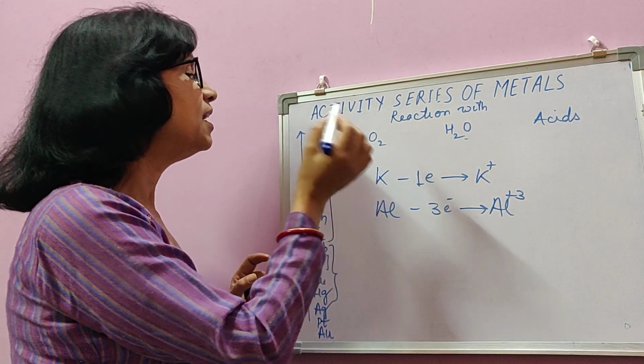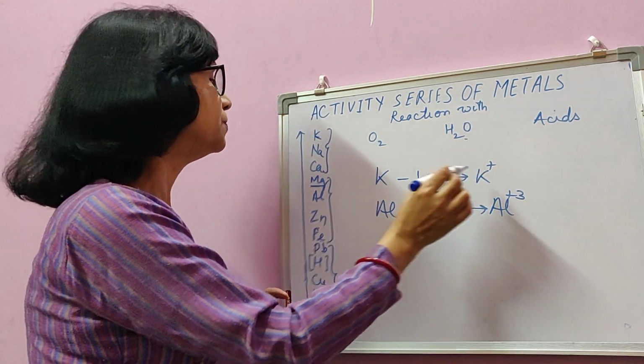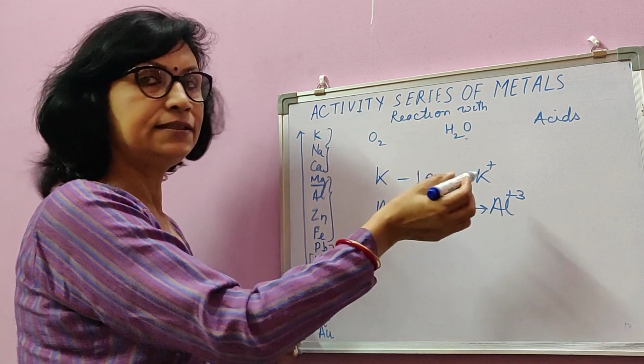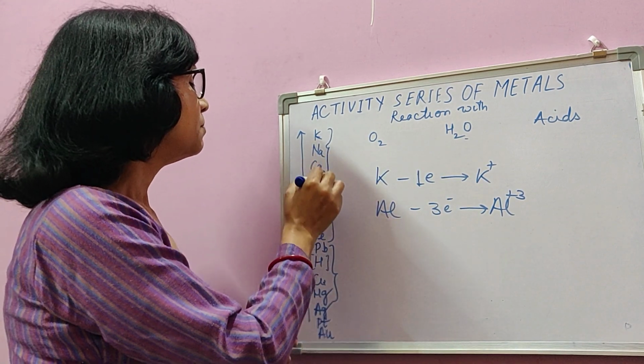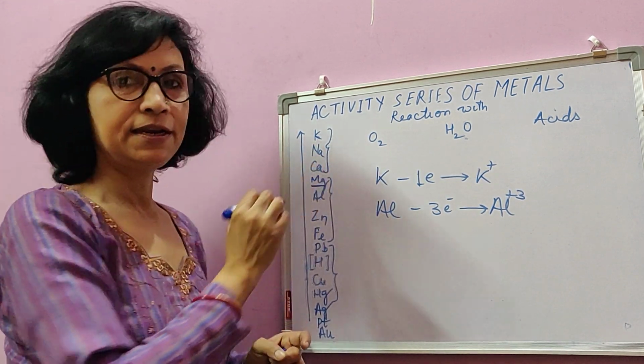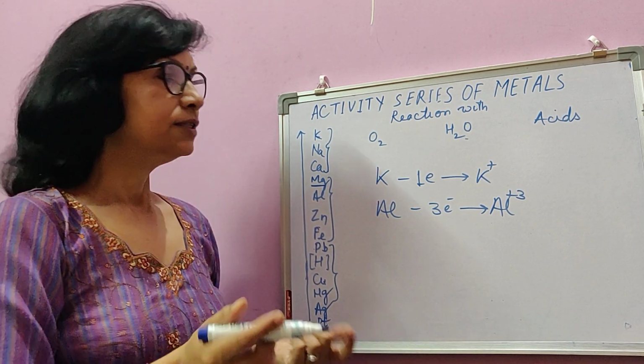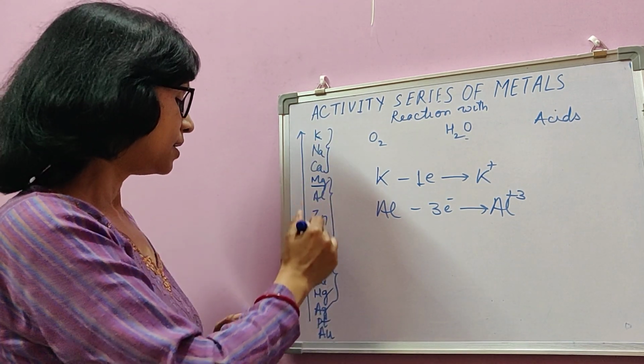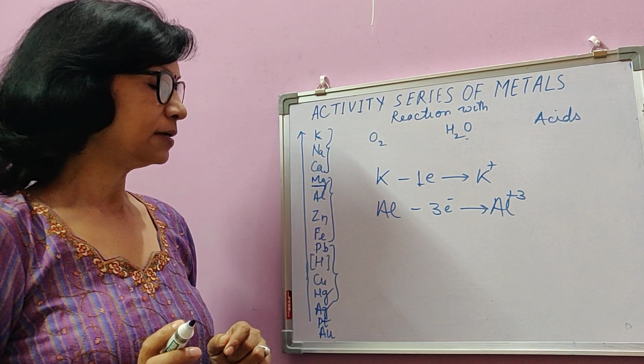Sodium is just a little less active than potassium. Calcium is even less active than sodium. Magnesium is even less active than calcium, and so on. This is how the metals are arranged in the activity series of metals.